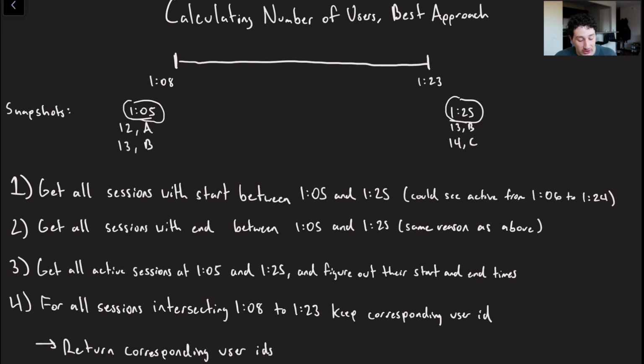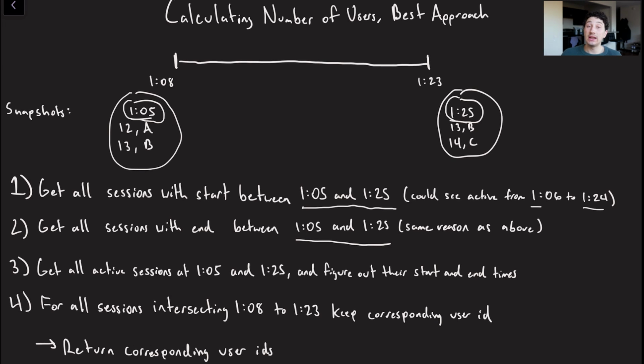So the first thing that we're going to do is get all of our sessions with a start time between 105 and 125. We know how to do that. If we have a database index on all of our sessions, we can easily do this calculation. It's just a range query. Same thing with all of our ends. Note that we're doing 105 to 125. The reason being that someone could be active from 106 to 124, and that wouldn't be reflected in our snapshot data over here. So we actually have to query the entire range between our 2 snapshots, and then once we consider all of those potential sessions, then we can actually use our snapshots themselves.